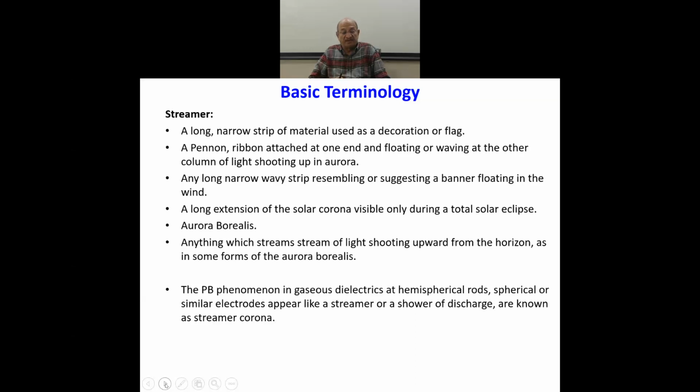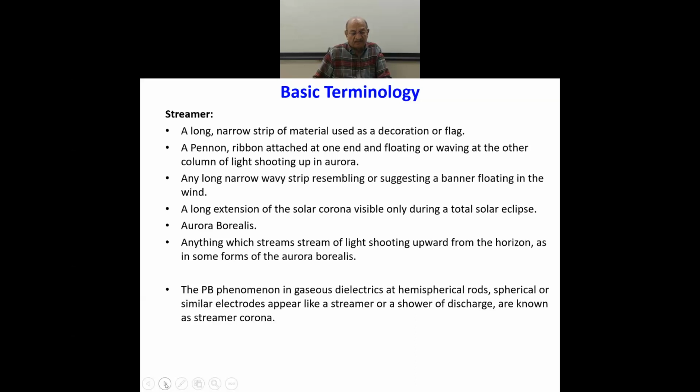Partial breakdown activity in gaseous dielectrics also emits light, photons, and that light seen in the dark is known as corona. We've been producing corona on and off in our high voltage test laboratory. So the next terminology I would like you to be well versed in.